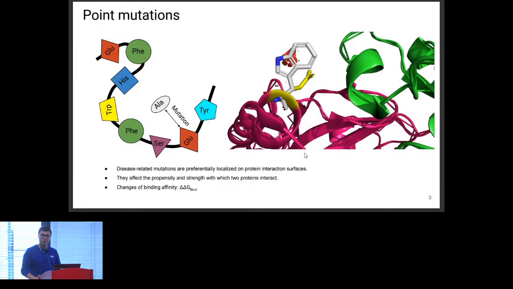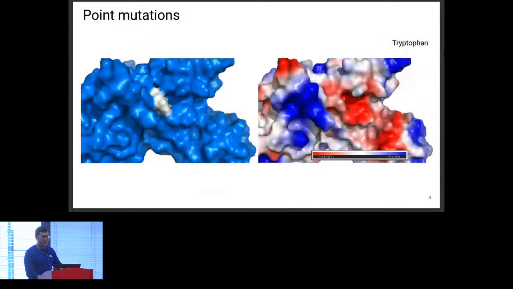protein interaction surfaces. They affect the strength and the propensity with which two proteins interact, and we quantify these effects of the mutations as changes of the binding affinity, delta delta G of bind. So here I will show one example of the mutation.